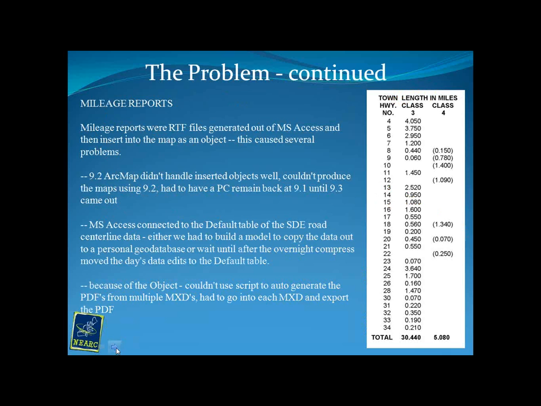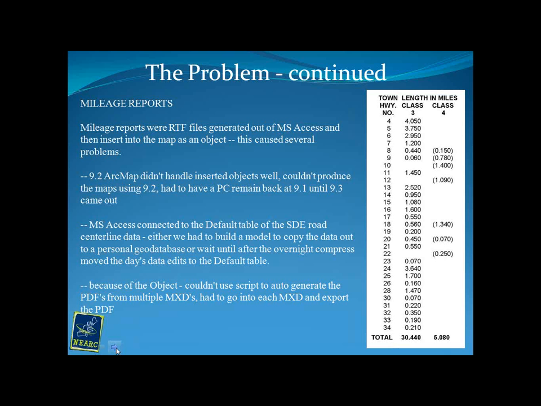Some of the other difficulties that we had were that, because this was documentation for mileage of the towns, we needed to include mileage tables, which for each class 3 or class 4 town highway, we would have this table with the town highway number as well as the length of each section according to class of that town highway. And originally, these were tables that were developed in Microsoft Access and then were outputted to a particular type of file that could then be inserted into the map document, and this was several steps.